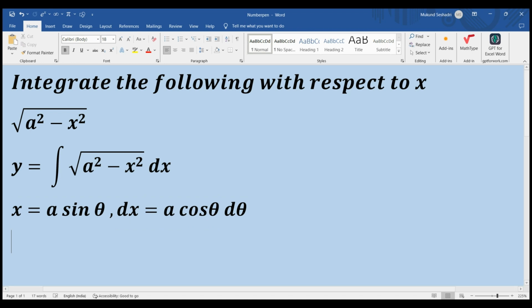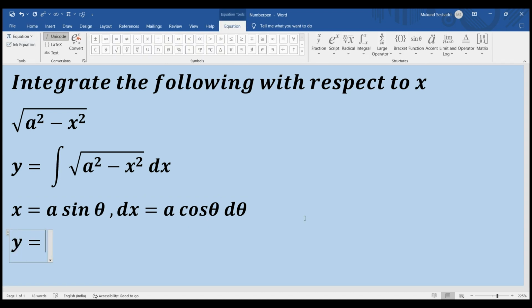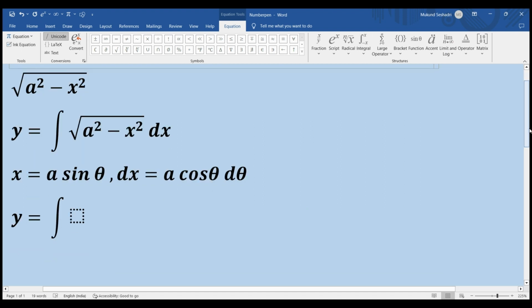And when I go back to my y and try and represent everything in terms of theta, what happens to my square root expression? I have integral of square root of a square minus a square sine square theta. So what I have inside the square root is a square minus a square sine square theta, which means that my a square is a common factor. I pull that out and then I have a 1 minus sine square theta, which is a cos square theta. So what is there inside the square root is nothing but an a square cos square theta.